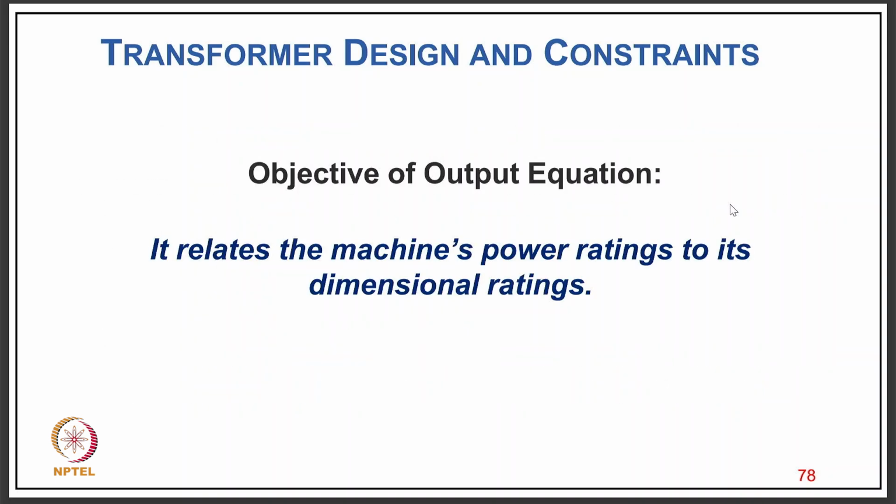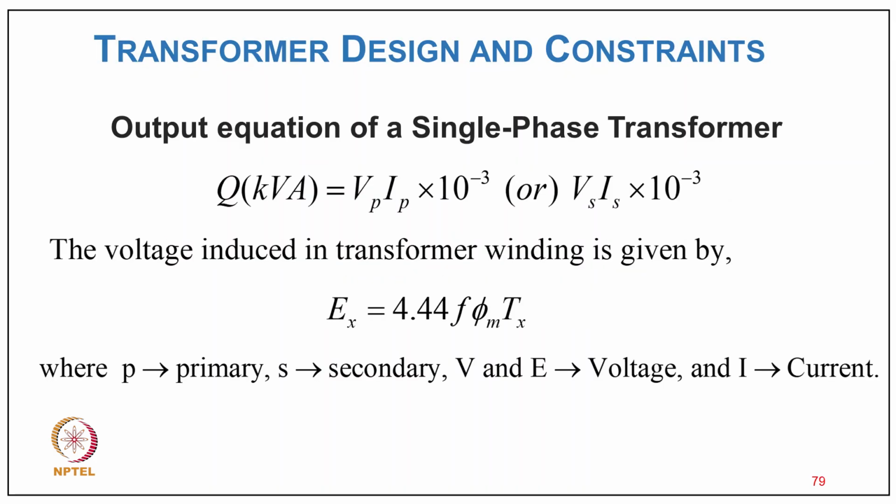So the objective of the output equation is to relate your transformer power rating to its dimensions, and a typical example is the output equation of a single phase transformer, Q. Normally the rating of the transformer is always in VA, kVA or MVA.